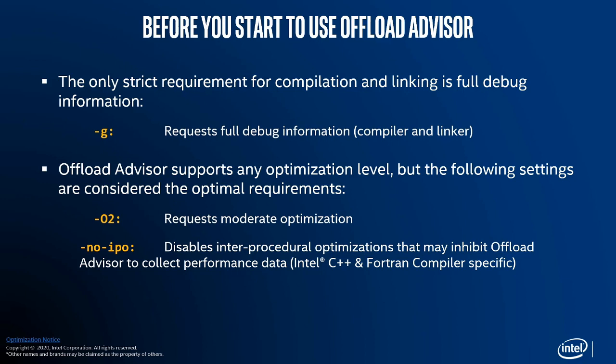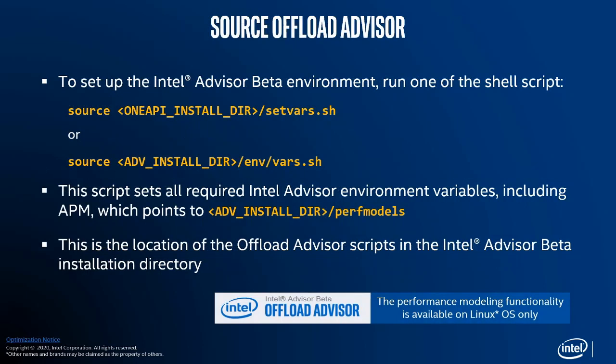If you're using a higher optimization level like O3, please also add the -no-ipo flag here. This is Intel compiler specific, in order to disable specific optimizations that might make it hard for Advisor to analyze your code regions. Your application is compiled and ready.